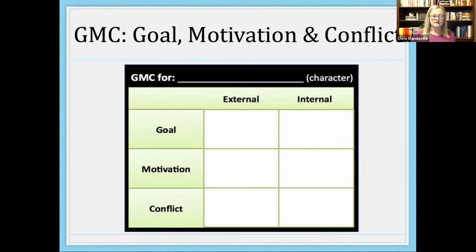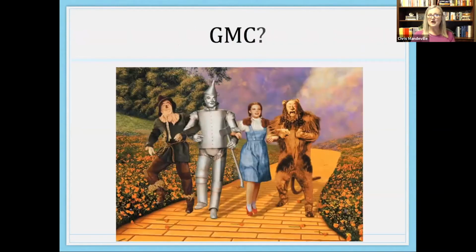So I would suggest to you that on your own, explore GMC for some of your favorite books and movies until it becomes familiar to you so that you can use it on your own stories. Remember to do both internal and external. And remember to check the GMC for the book overall, as well as for each scene.